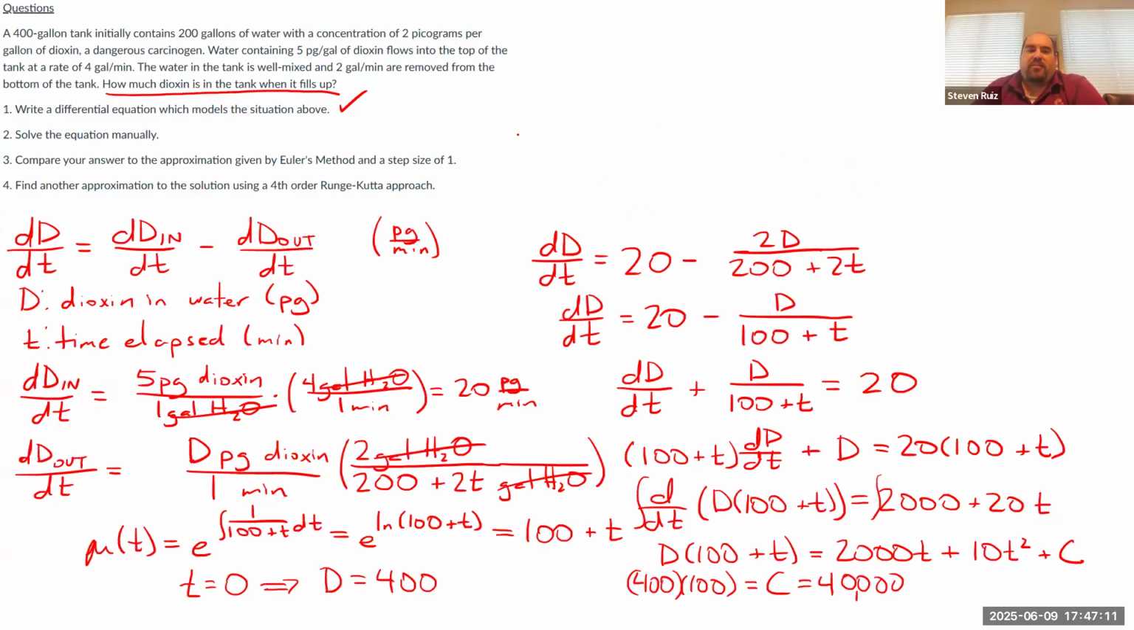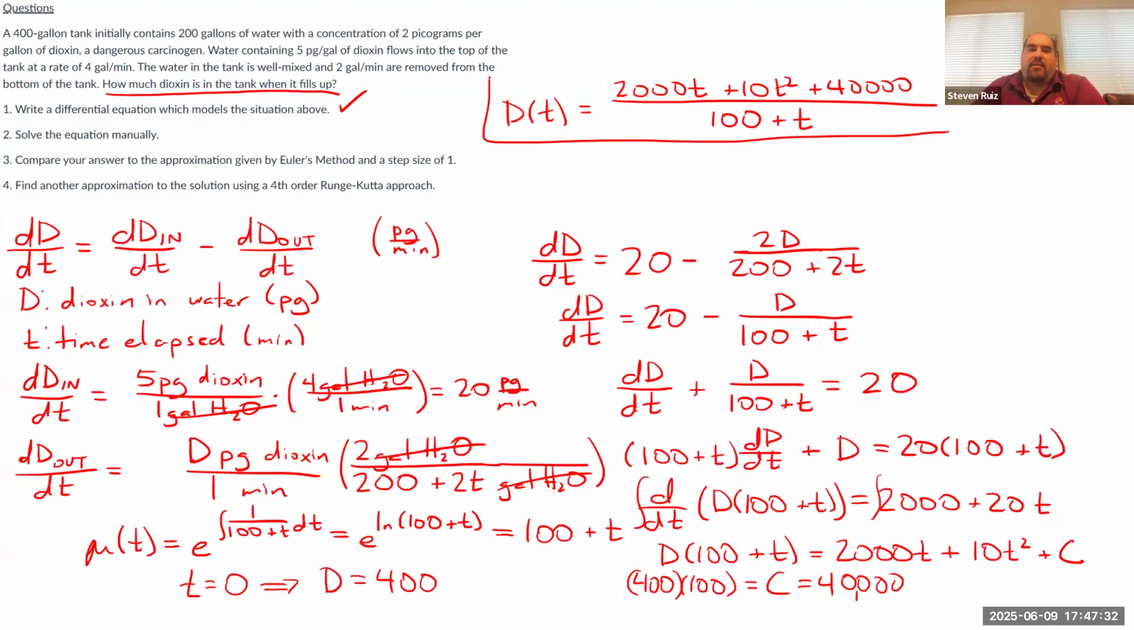And what's my equation here? D of T is equal to 2000T plus 10T squared plus 40,000 all over 100 plus T. So this is the analytic solution to my differential equation.